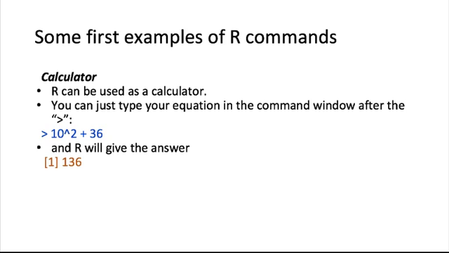So say for instance you wanted to raise 10 to the power of 2 and add 36 to it. To do that, you just go to the command prompt in R and type in 10, this caret, raised to the 2 plus 36, and then you'd hit enter and you'd get a number. And you'd notice that here R has given us the answer of 136.